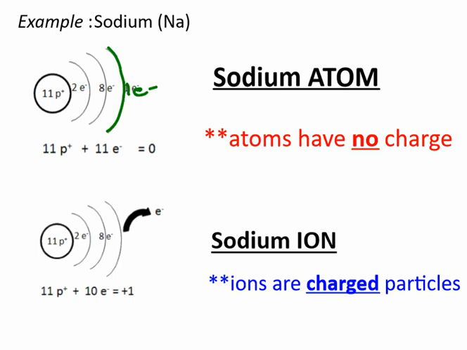So that electron will come off and go flying away. And now sodium only has 10 electrons, and its outermost shell is now empty. So 11 positives and 10 negatives gives me a charge of +1. Sodium gets a plus charge.